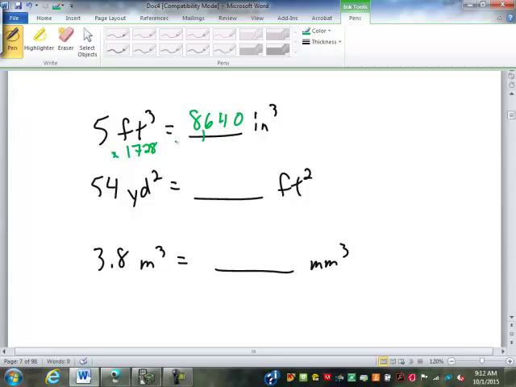Perfect. Square yards to square feet is going to be times 3 feet in a yard, but it's squared, so it's going to be 3 times 3, 3 squared, 9, right? So that's going to be 486.